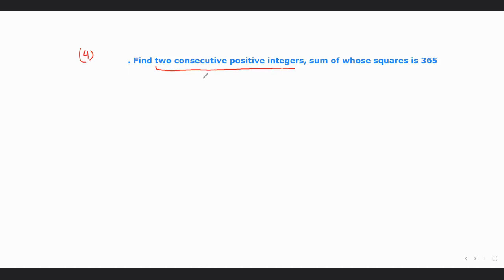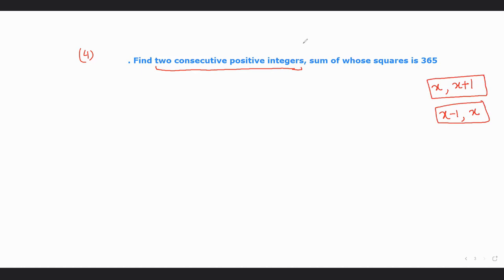The statement of question 4 is this one. That is, find consecutive positive integers. If we have one integer x, then the consecutive next integer will be x plus 1. Or if the previous integer is x minus 1, then you can also take the next integer as 1. So any of them you can consider.